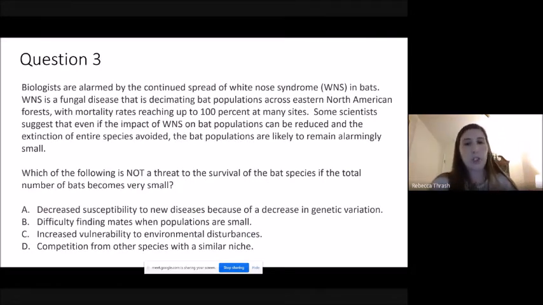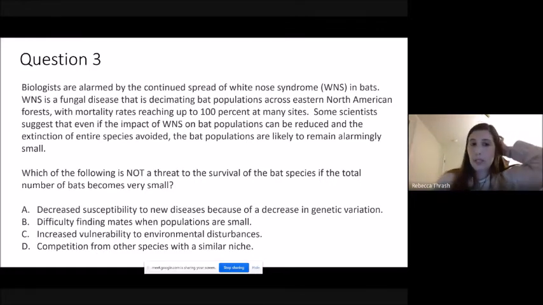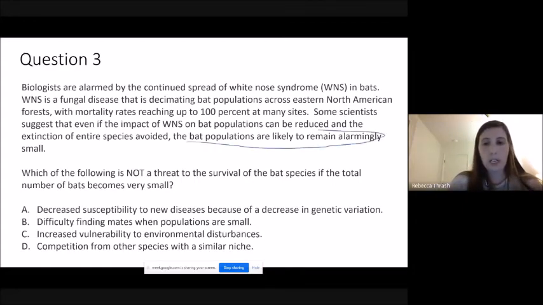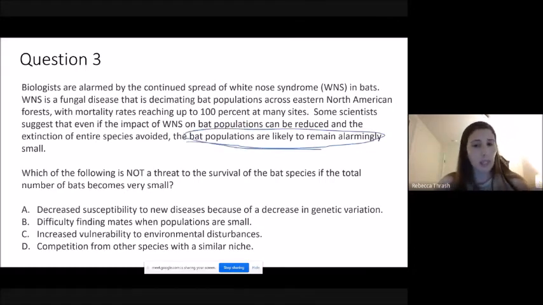Biologists are alarmed by the continued spread of white nose syndrome in bats. White nose syndrome is a fungal disease that is decimating bat populations across eastern North American forests, with mortality rates reaching up to 100% at many sites. Some scientists suggest that even if the impact of white nose syndrome on bat population can be reduced and the extinction of the species avoided, the bat populations are likely to remain alarmingly small. Which of the following is not a threat to the survival of the bat species if the total number of bats becomes very small? So here we're talking about a reduction in bat population size. This sounds like a population bottleneck. We know that when that happens, we tend to have decreased genetic variation.